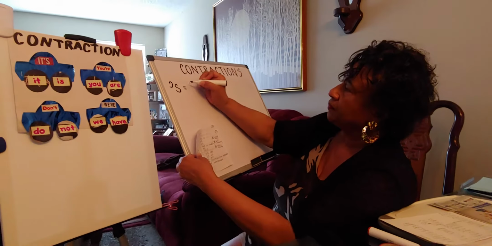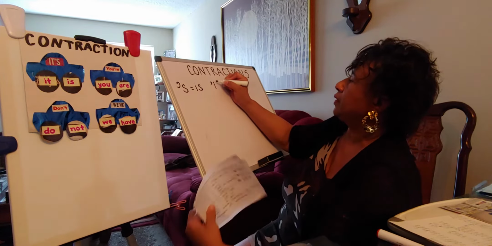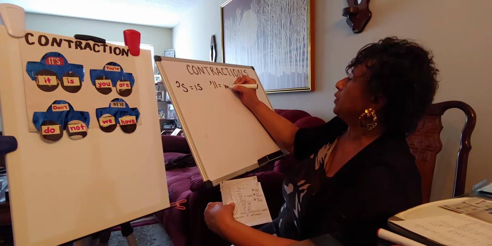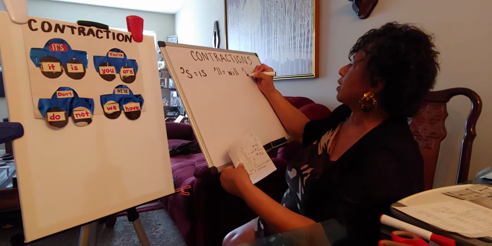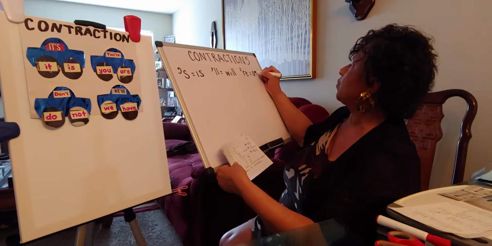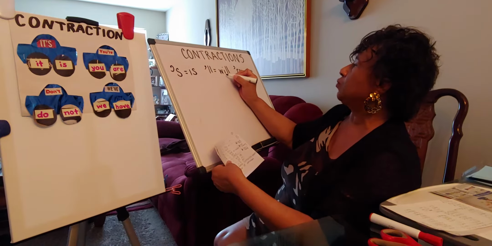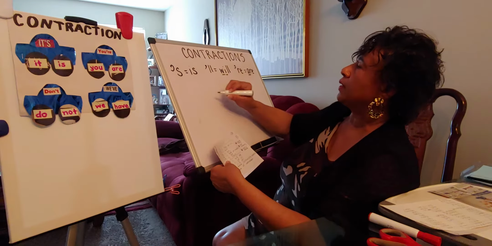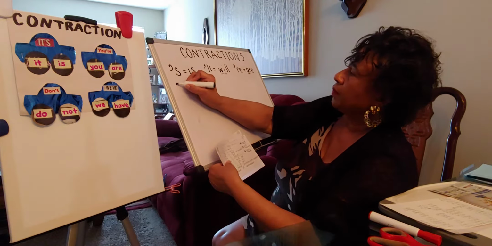Apostrophe S means is, apostrophe L equals will, apostrophe RE means are. What letters are missing? The A. What letter is missing in will? The W and the I. What letter is missing in is? The I.